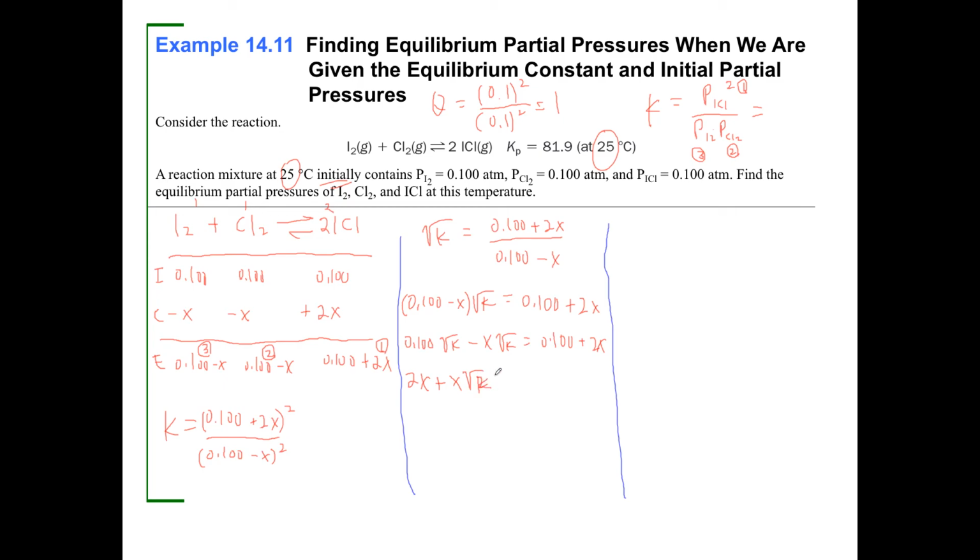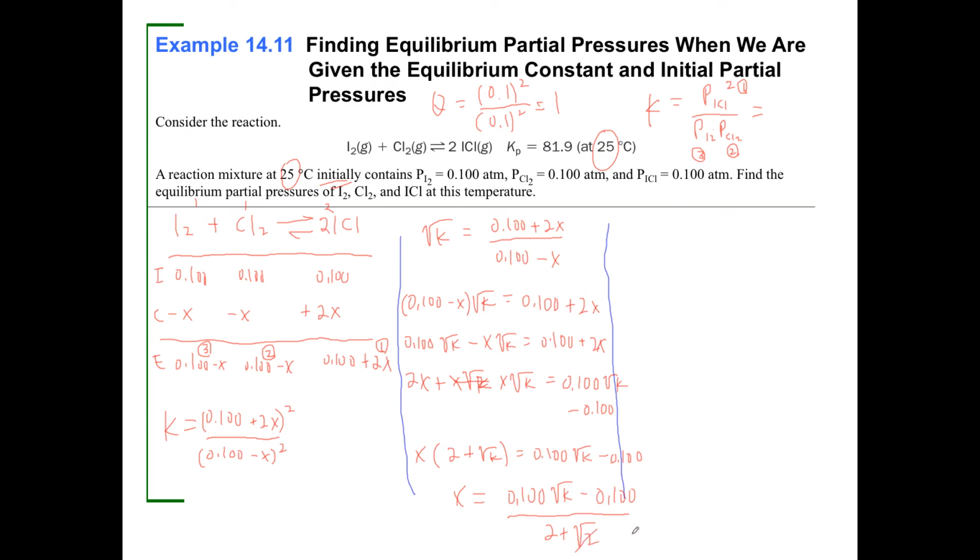How do you spell K? With a 2? Plus x root K is equal to 0.100 root K minus 0.100. Okay? I'm going to pull the x out. x times 2 plus root K equals 0.100 root K minus 0.100. X then is going to be 0.100 root K minus 0.100 over 2 plus root K.